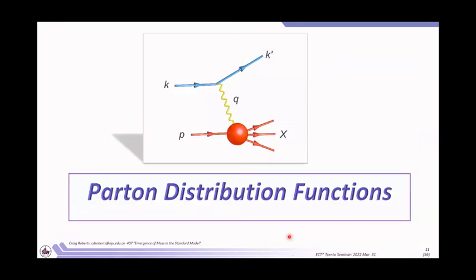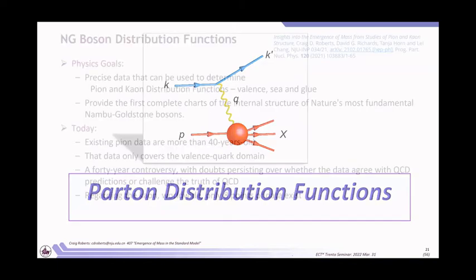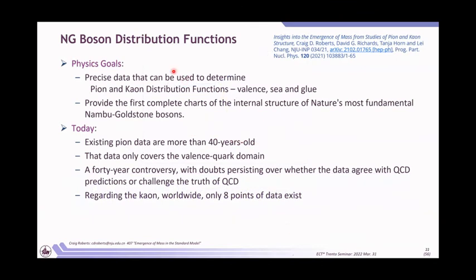There are many things I could talk about, but I think parton distribution functions are helpful to expose a number of special issues in contemporary strong interaction physics. Some physics goals: we would like to have precise data that can be used to determine the distribution functions inside the pion and the kaon, valence quark, sea quark, and glue distributions. That would let us provide the first complete charts of the internal structure of these most fundamental Nambu-Goldstone bosons. Remember, quarks were discovered at SLAC in the late 60s, and we've been pursuing proton structure in this way since that time, for 50 years.